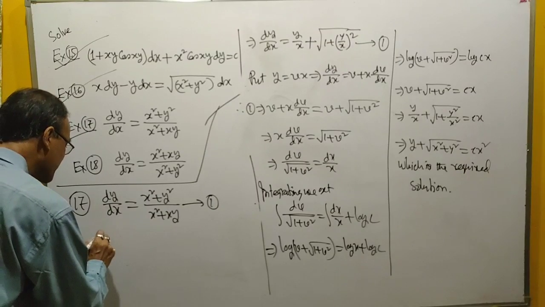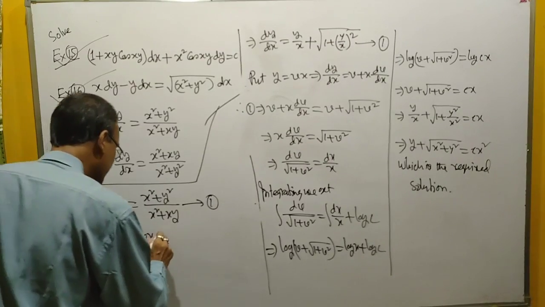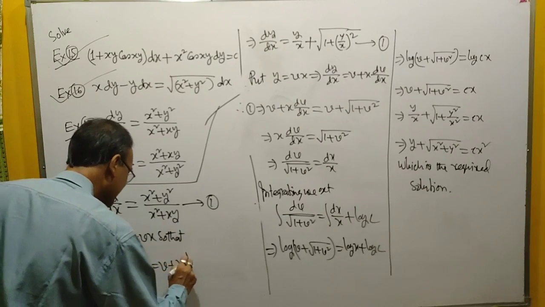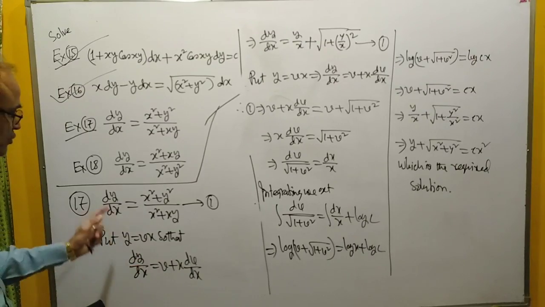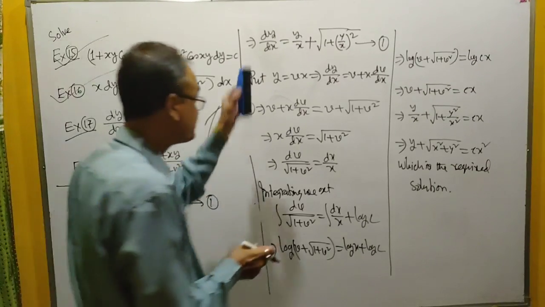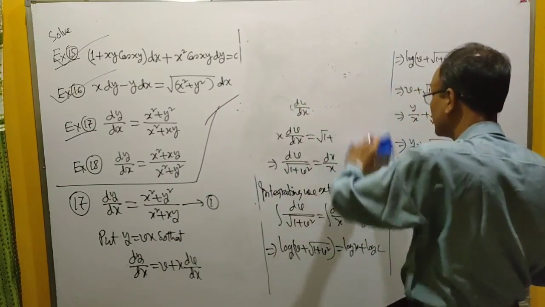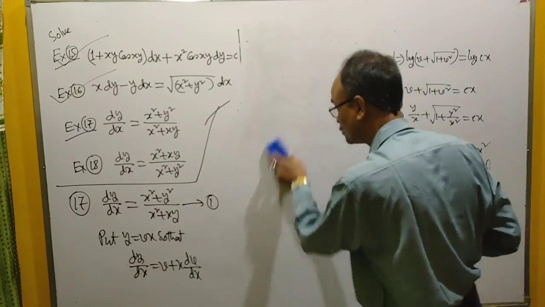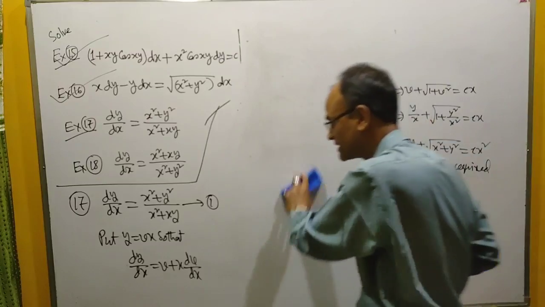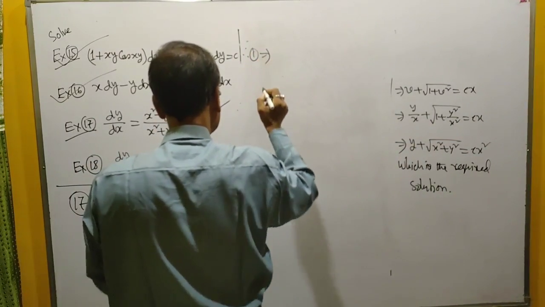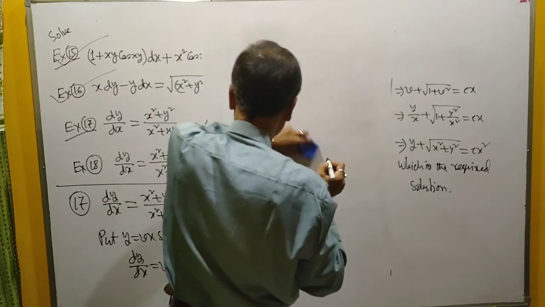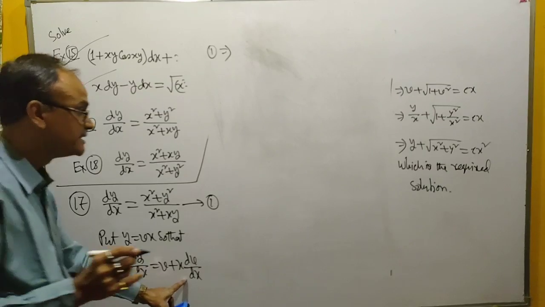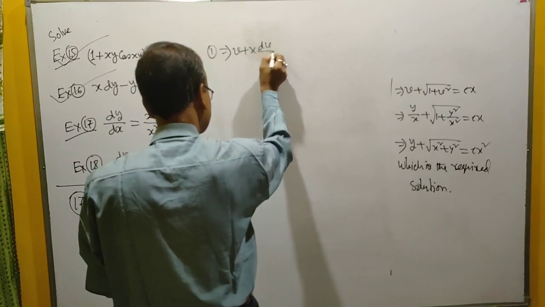Therefore, put y equal to vx, so that dy by dx equal to v plus x dv by dx. Now substitute this in equation number 1. Since it is a homogeneous differential equation, put y equal to vx, so dy by dx equals v plus x dv by dx. From 1 you will get, for dy by dx, v plus x dv by dx.